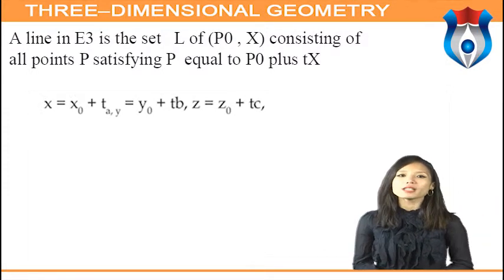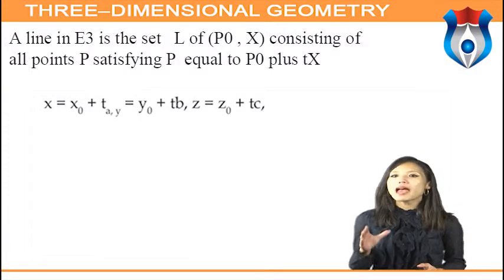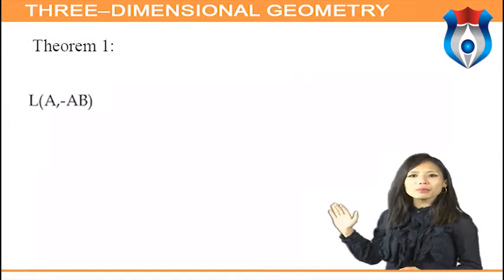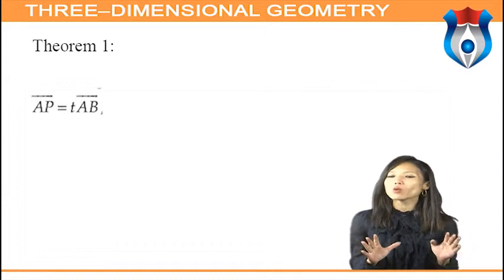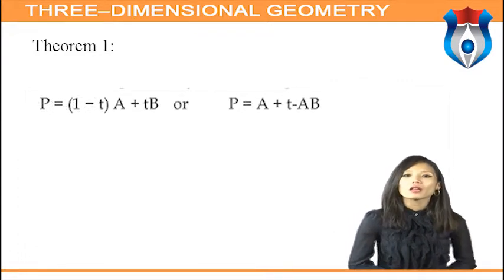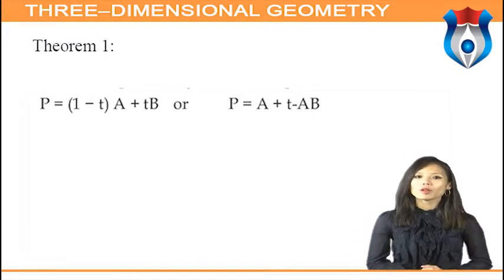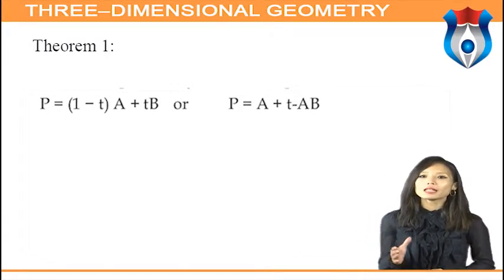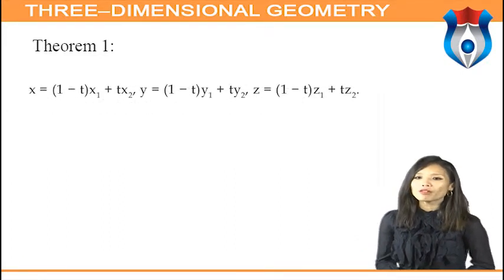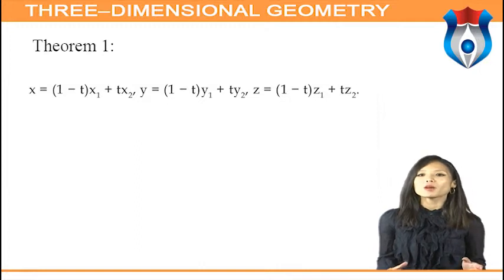In terms of coordinates, the above equation becomes as shown on the screen. Theorem 1. If A and B are distinct points, there is one and only one line containing A and B, namely L(A, B), or more explicitly, the line defined by the vector AP equal to t times the vector AB, or equivalently, in terms of position vectors, look at the screen. The above equation may be expressed in terms of coordinates.